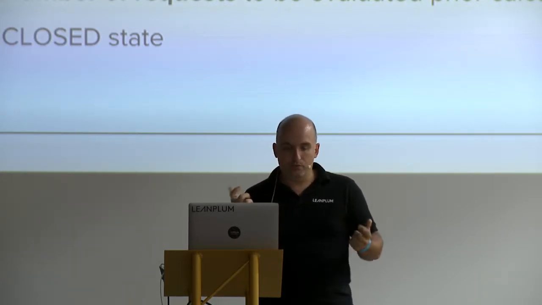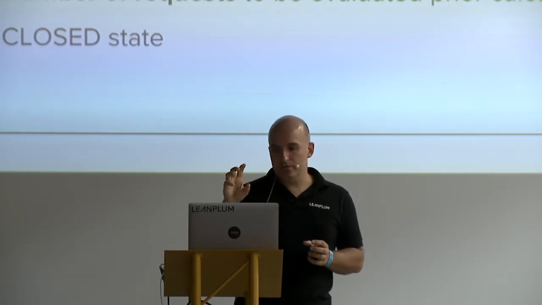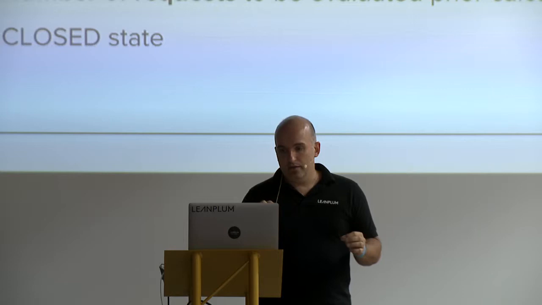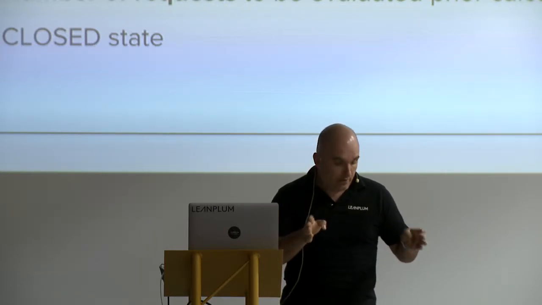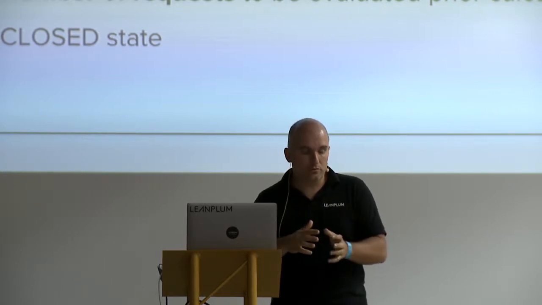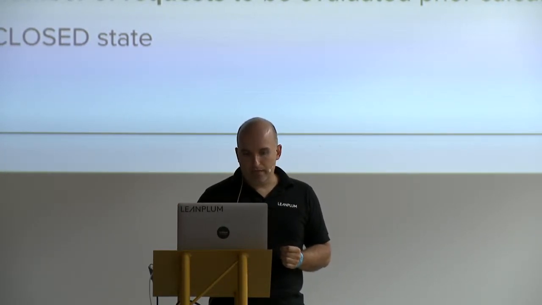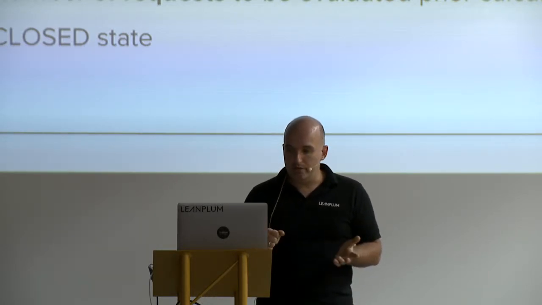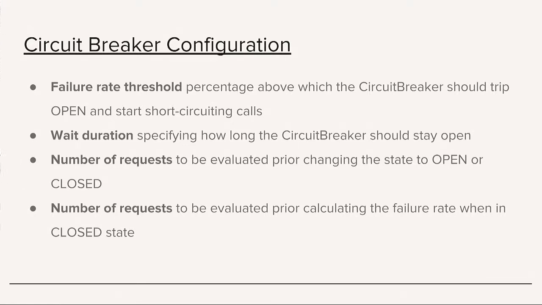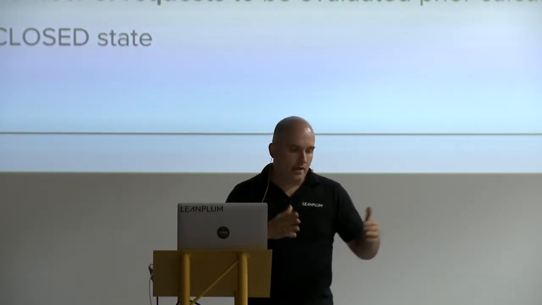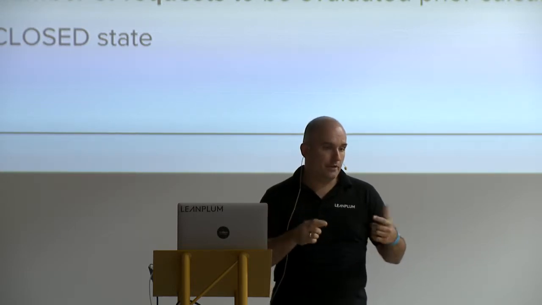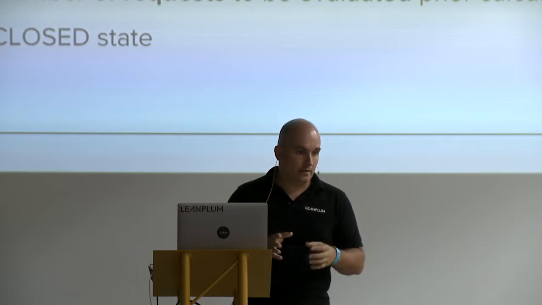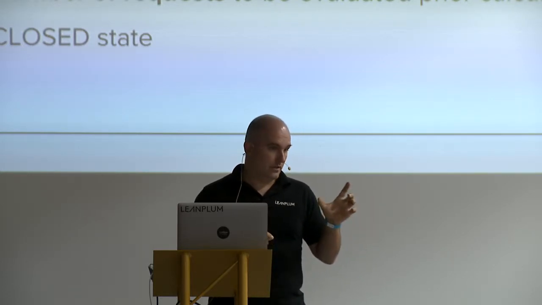The third one is the number of requests to be evaluated prior to changing the state from open to closed. So when the circuit breaker is in a half-open state, you can say, okay, I would like to evaluate 5 requests, and based on this, I will calculate whether I should go to closed or will stay again in open state. And the other is the number of requests to be evaluated prior to calculating the failure rate when you are in the closed state. So if you are in a closed state and you start failing requests, how many requests should we collect and compare their response code until you decide whether the circuit breaker should be kept closed or opened.